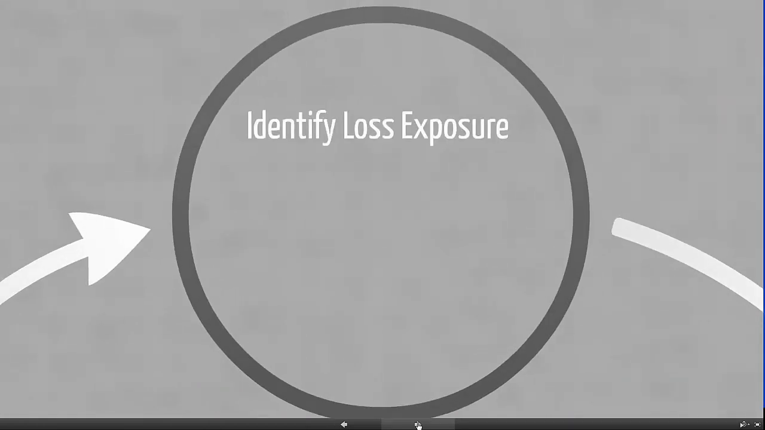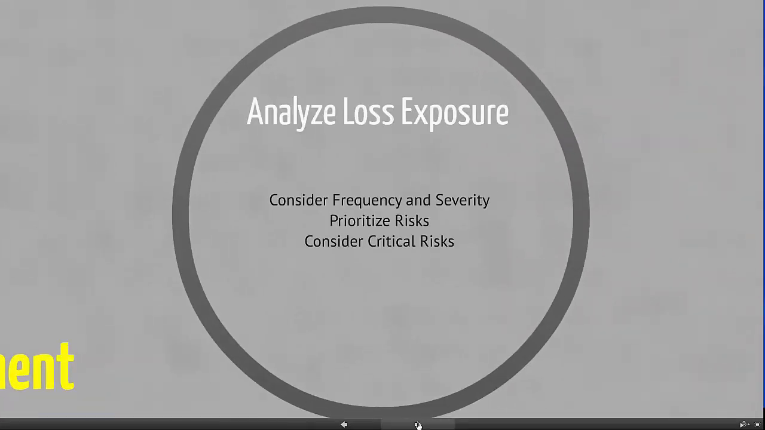The first step is to identify your loss exposures, and those can be categorized into property, liability, your workers, auto, business income, and personal or personnel for a business. Next, you're going to analyze those loss exposures. You're going to consider the frequency and severity of potential loss. Then you're going to prioritize your risks, and you must consider critical risks as well as important and unimportant risks.